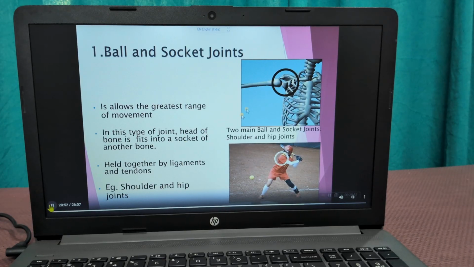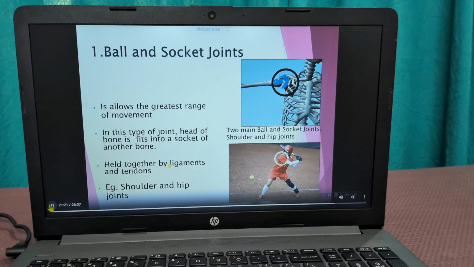In this type of joint, the head of the bone fits into the socket of another bone. As you can see in the diagram, this is the head of the bone. It fits into the socket of the other bone. This is the socket and this is the head. So the head of the bone fits in the socket of the bone. That's why they are freely movable.